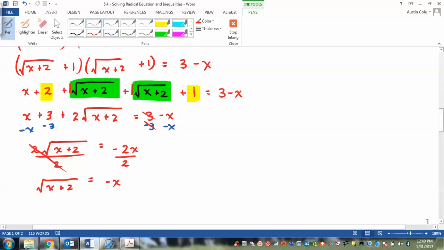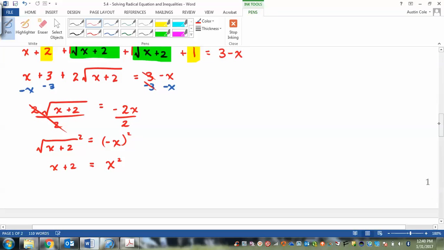Now, how do I get rid of the square root? Squared. We're going to square both sides. So here I'm going to get x plus 2 equals x squared, because anything negative squared becomes positive. Okay? Now I have an x squared and an x, so let's get everything onto one side.